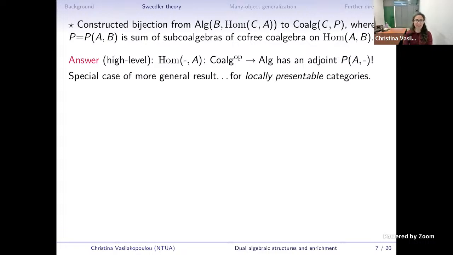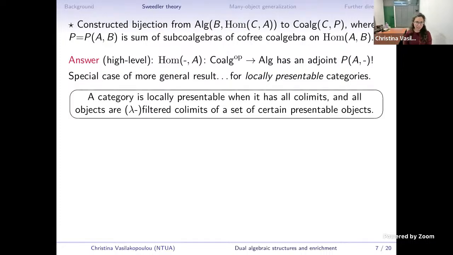So that's very nice. And the very initial goal back in my PhD was to obtain this result in a more general setting, not just vector spaces. A well-suited framework to do that was that of locally presentable categories. Very briefly, a category is locally presentable if it has all colimits and it has a very nice set of very well-behaved objects that, in fact, generate every other object under filtered colimits. It's filtered colimit dense for a regular cardinal.